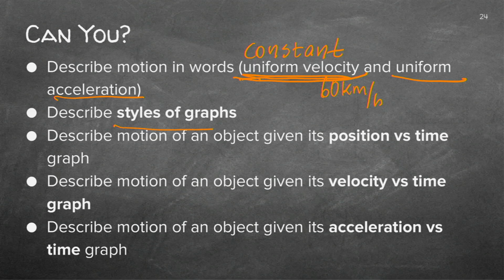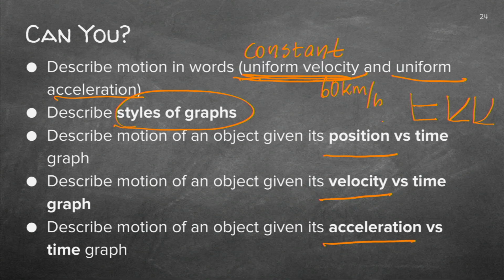You need to be able to describe the styles of graphs. Remember the three we had? We had a line going constant, we had a line increasing, and then we had that y-axis going up, increasing quite a lot. Is it position? Is it velocity? Or is it acceleration?